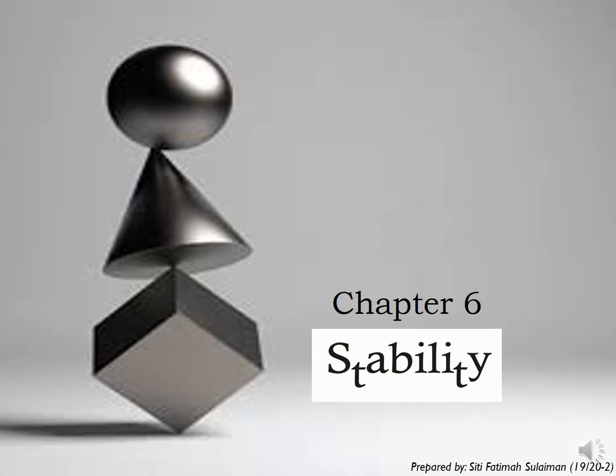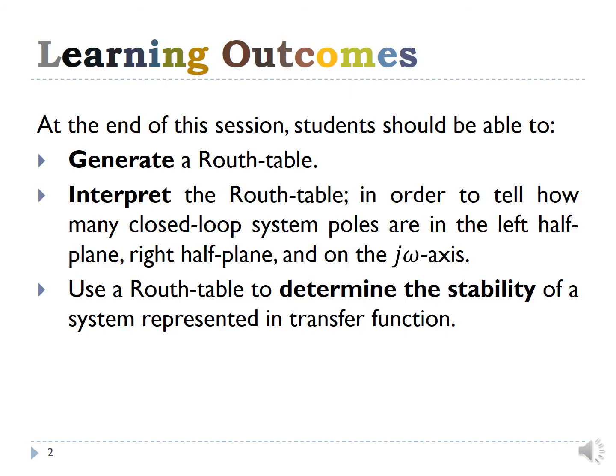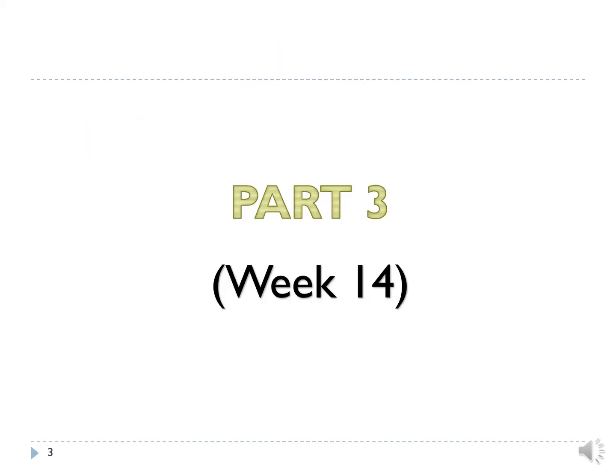For today's lecture, we will move to the last part of chapter 6. These are the learning outcomes of this chapter. At the end of this chapter, I hope that you are now mastering generating and interpreting the Routh table in order to determine the stability of the closed-loop system. This week is the last week of lecture for this semester, and we will cover the last part, which is part 3 of chapter 6 today.